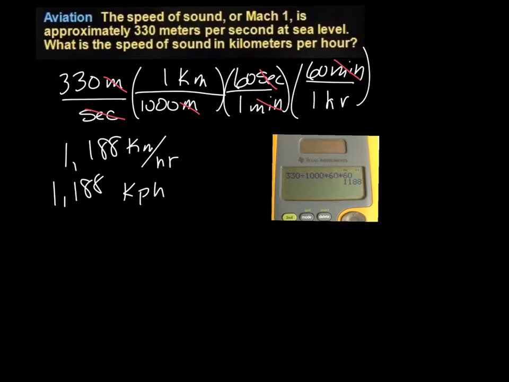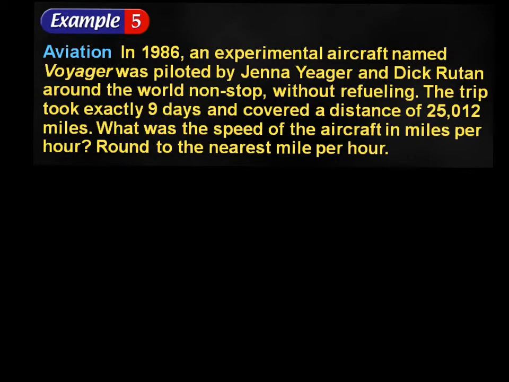The next example is actually from lesson 12.4, but it's also on the topic of dimensional analysis. In 1986, an experimental aircraft named Voyager was piloted by Gina Yeager and Dick Rutan around the world non-stop without refueling. The trip took exactly 9 days and covered a total distance of 25,012 miles. What was the speed of the aircraft in miles per hour? Round to the nearest mile per hour.